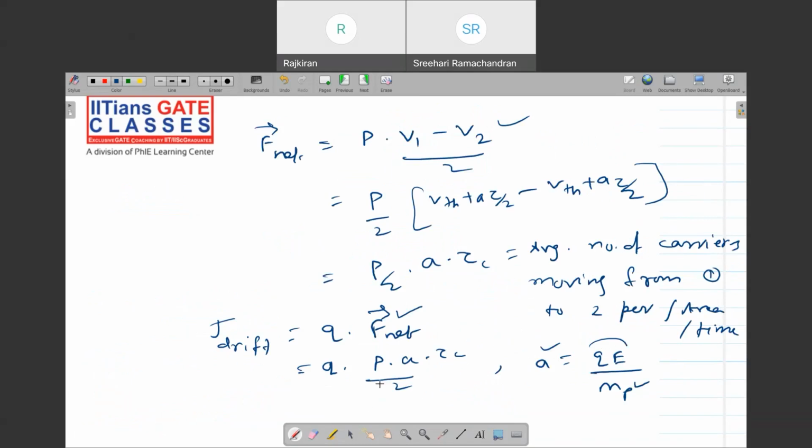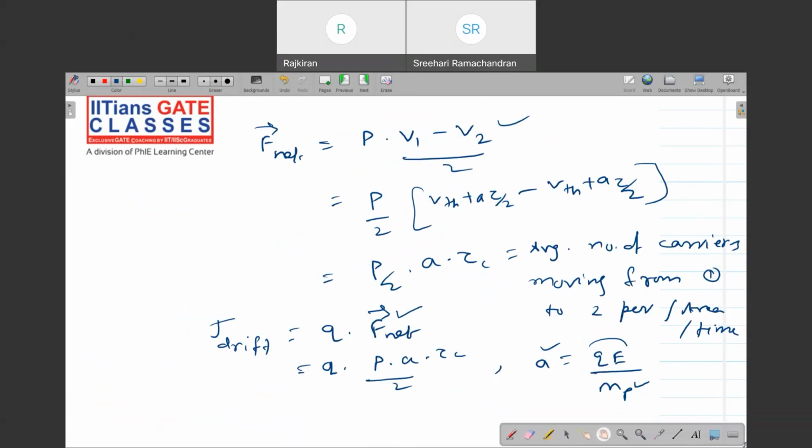Okay, so I will put this here. Q into P by 2 into tau c into the acceleration. Acceleration is nothing but Q into electric field by effective mass. This is my drift current. If I want to rearrange this one, how much will I get?